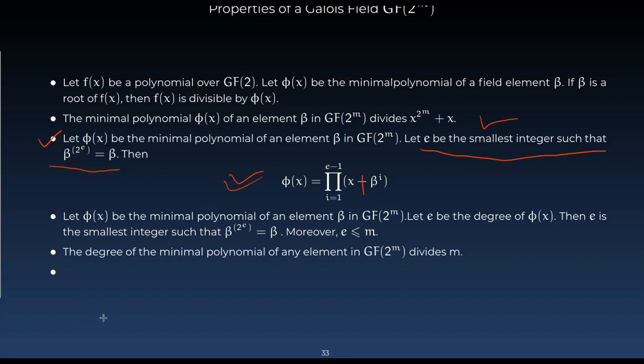Okay, let phi x be the minimum polynomial of an element beta in GF2 to the power m. Let e be the degree of phi x, then e is the smallest integer such that beta to the power 2 to the power e is equal to beta, and that actually follows from this theorem only. So these theorems are important. They are going to be used in the BCH code. So for BCH code we have to determine the minimum polynomial, and there we have to know how to determine this minimum polynomial. Okay, and the degree of the minimal polynomial of any element of GF2 to the m divides m.